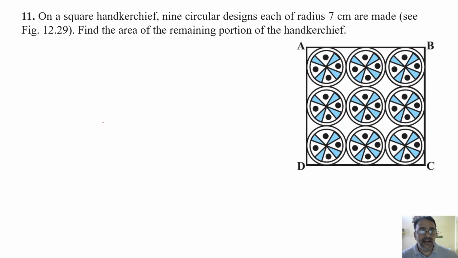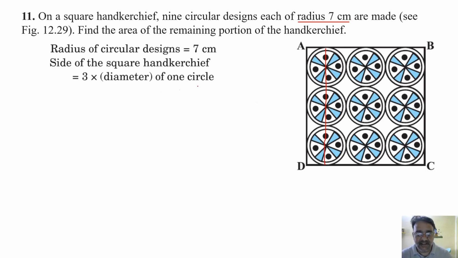On a square handkerchief, 9 circular designs, each of radius 7 centimeter, are made. Find the area of the remaining portion of the handkerchief. Okay, so the radius of the circular design is given, 7 centimeter, and see, this is 1 diameter, 2 diameter, 3 diameter. So the side of the square will be equal to 3 times the diameter.